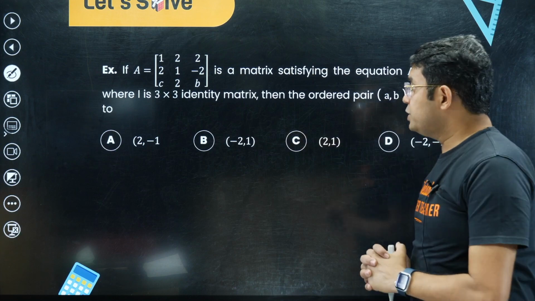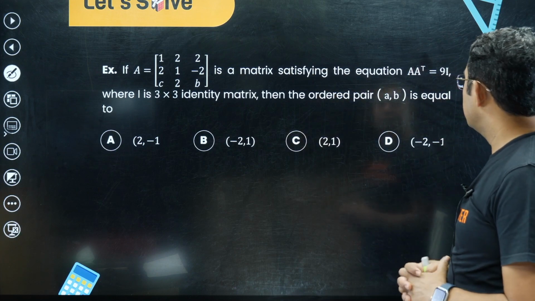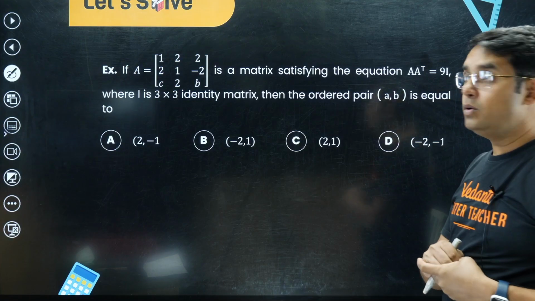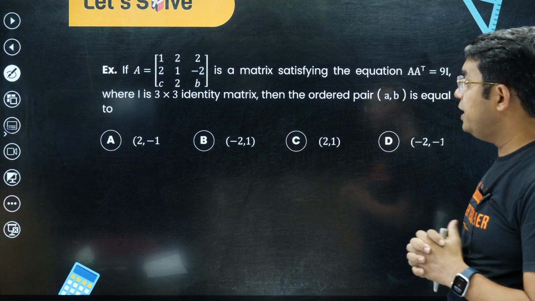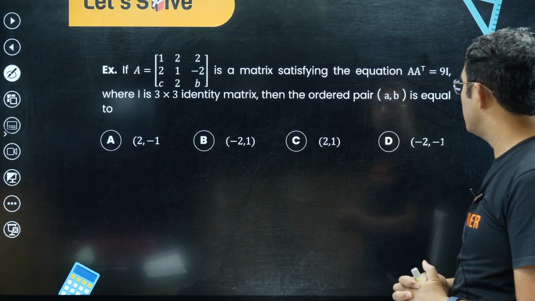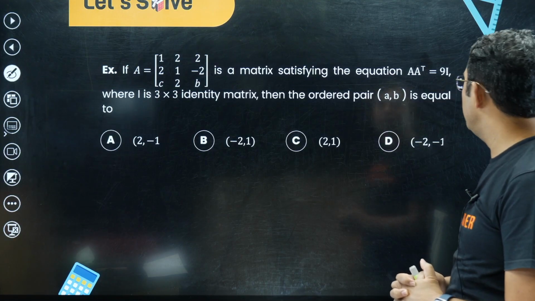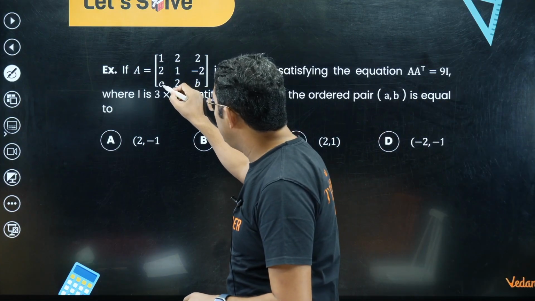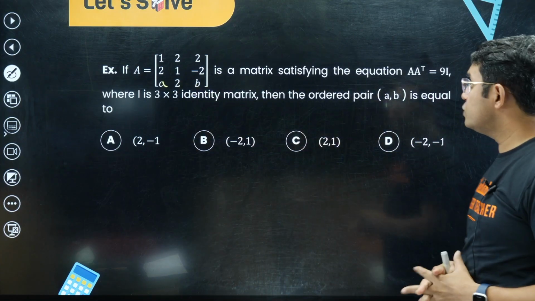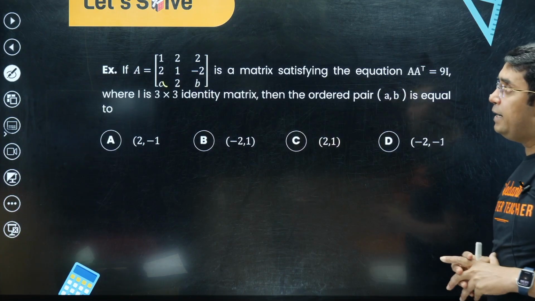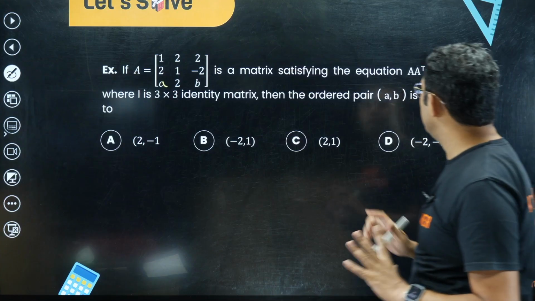Now coming to this question, we are given A is a matrix satisfying the equation A into A transpose is equal to 9I, where I is the 3 into 3 identity matrix. Then the ordered pair (a, b) is equal to... I think this should have been A here. So dear student, in this question I will tell you one direct method, please listen carefully.